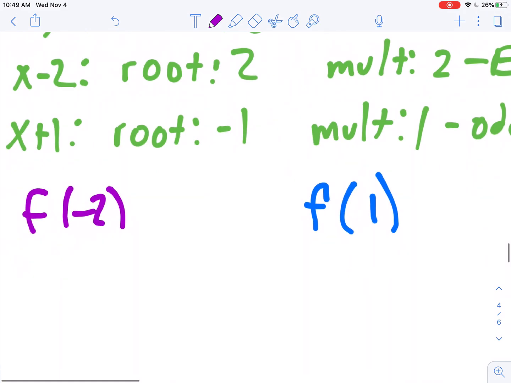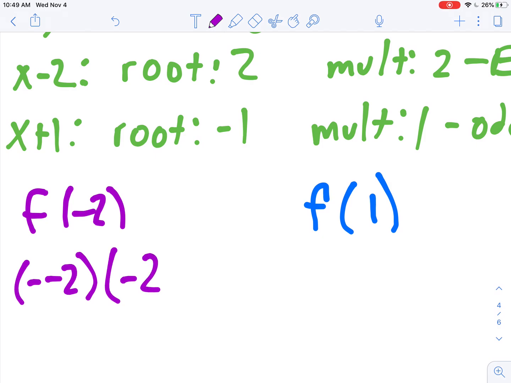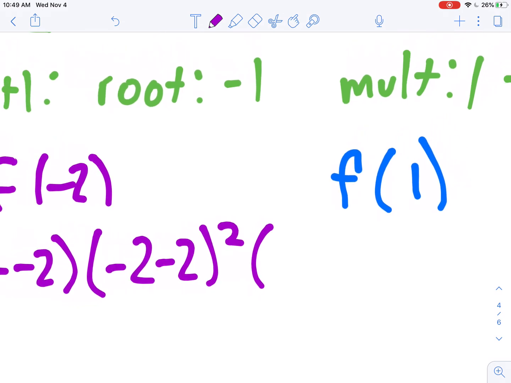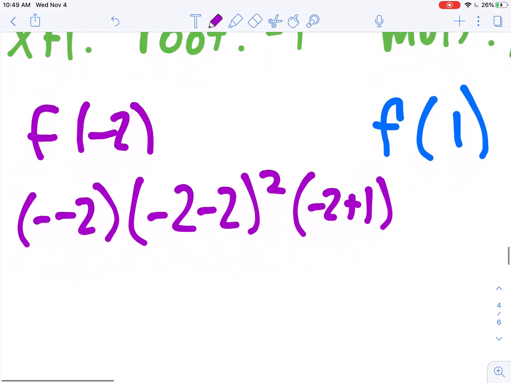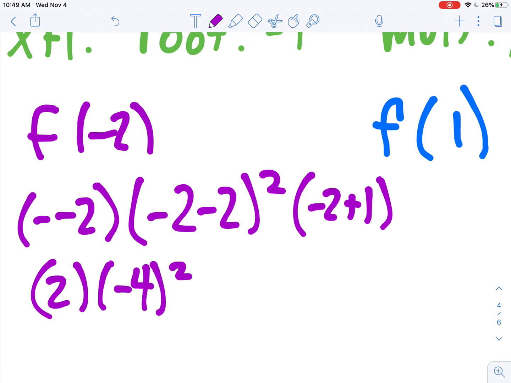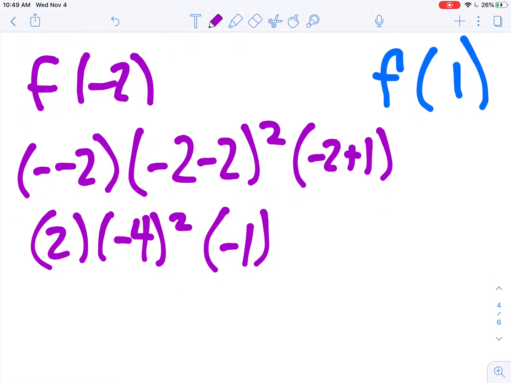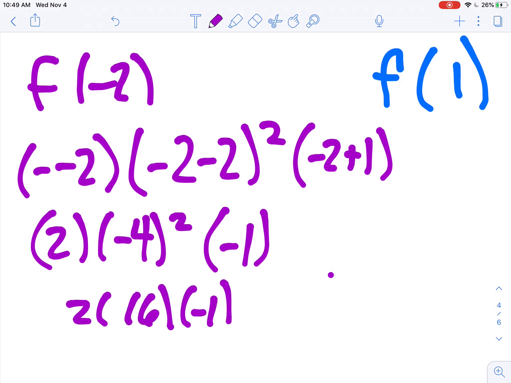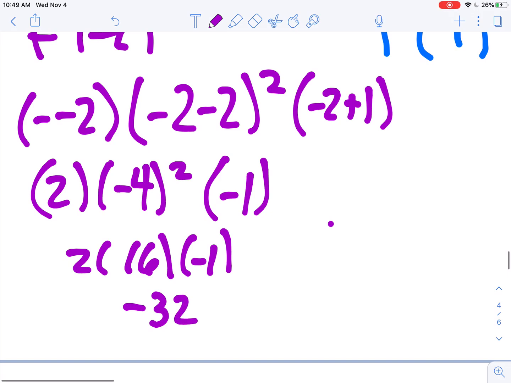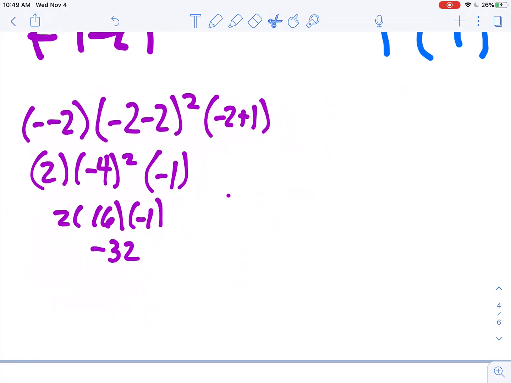So when I do f of -2, I've got -2 times (-2 minus 2) squared times (-2 plus 1). This gives me 2 times (-4) squared times -1. This is 2 times 16 times -1. This is -32. So I've got a point, -2, -32.